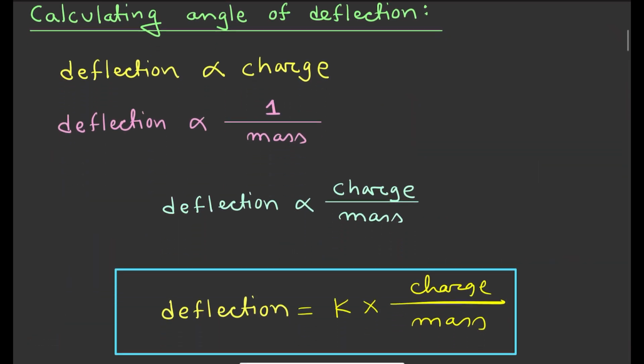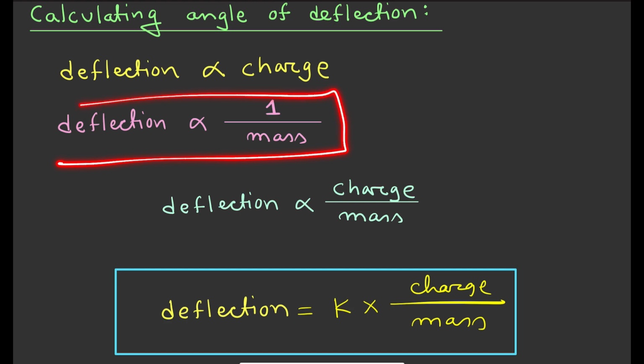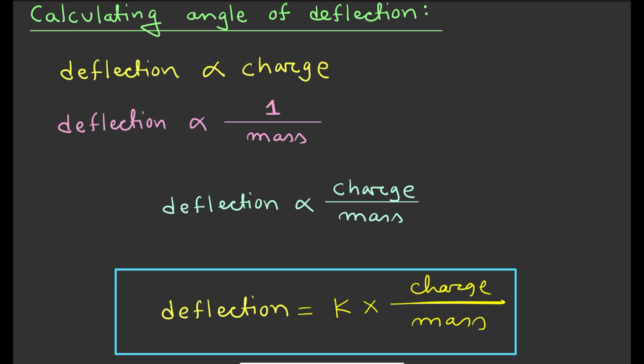The degree to which an atom or ion is attracted towards the positive or negative plate will depend on their charge and mass. The higher the charge of a particle, the greater its deflection will be. And the higher the mass of a particle, the smaller its deflection will be. That is to say, deflection is directly proportional to the charge of a particle, and deflection is inversely proportional to the mass of a particle, given that all of them are traveling at the same velocity.